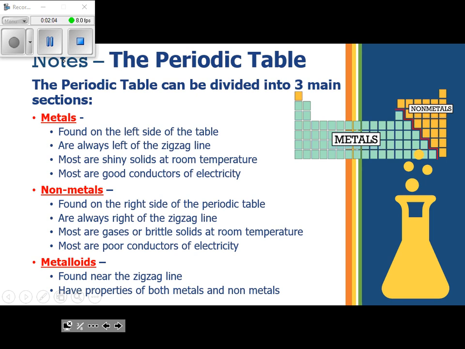Non-metals are found on the right side of the periodic table. So they're always to the right of that zigzag line. Most are gases or brittle solids at room temperature, and most are poor conductors of electricity.